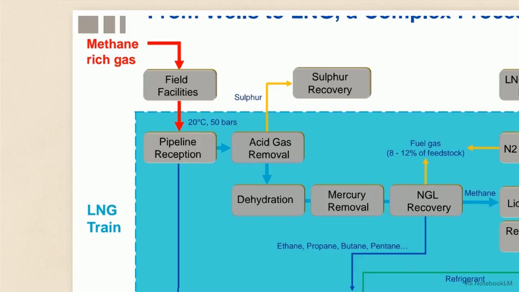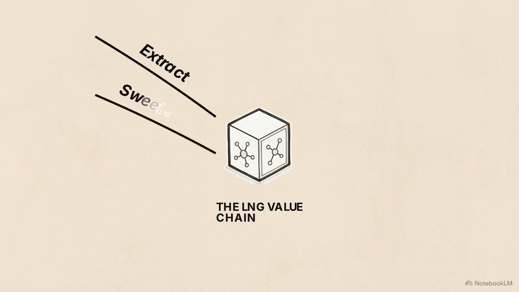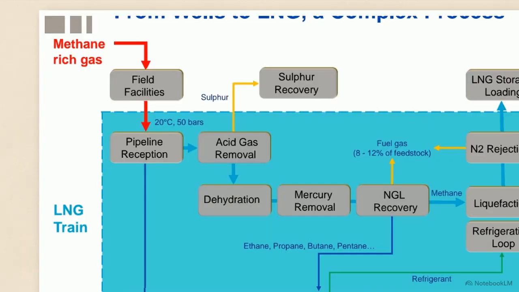This schematic illustrates the first stages of gas processing. Draw your first branch pointing up and left, labeled extract, and a second branch right next to it called sweetening. Add a quick doodle of a gas well. Raw methane-rich gas flows from the field facilities directly into the pipeline reception area.